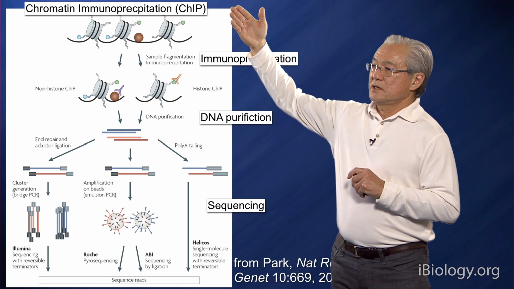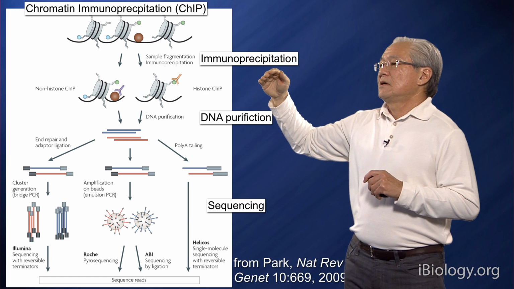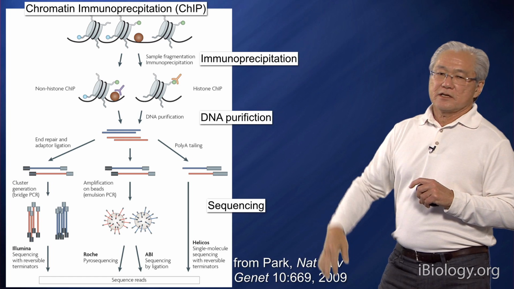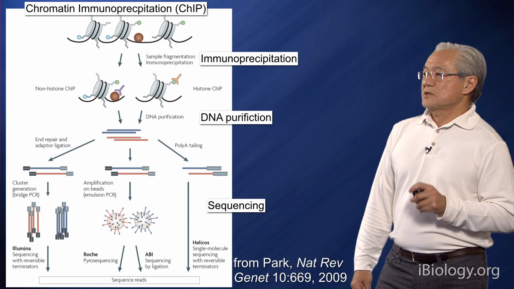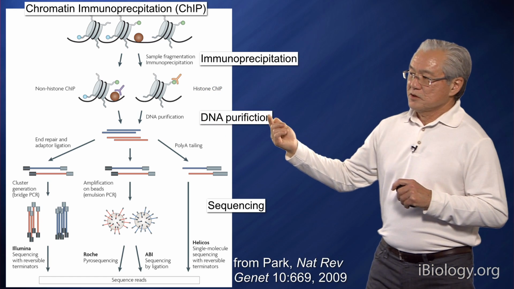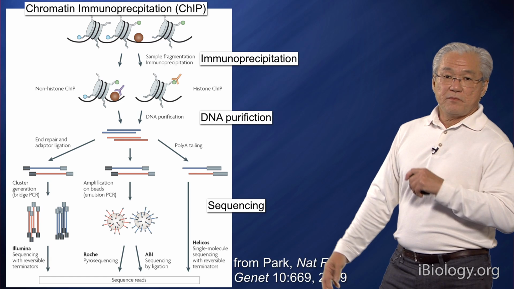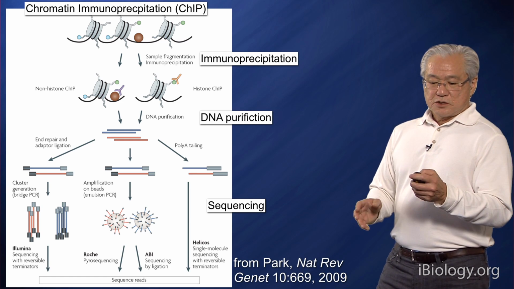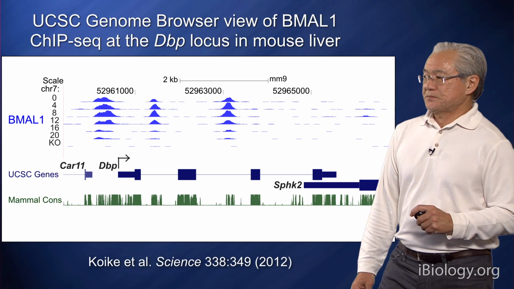So chromatin immunoprecipitation, also called ChIP, is a way that we can precipitate, using antibodies to DNA binding proteins, specific regions of DNA, which we then can purify, make into libraries, and then sequence. Then we map those sequences back to determine where those proteins were binding in the genome.